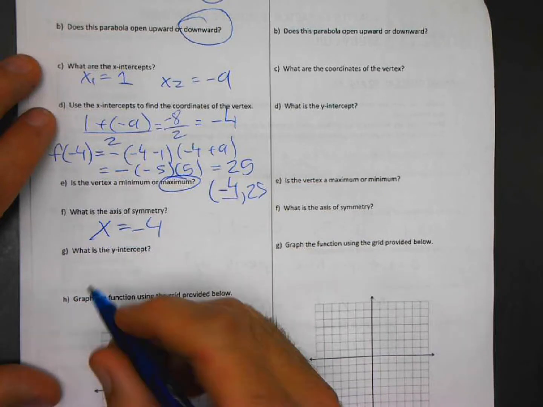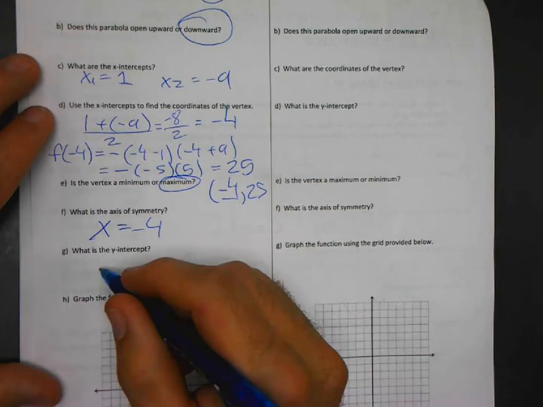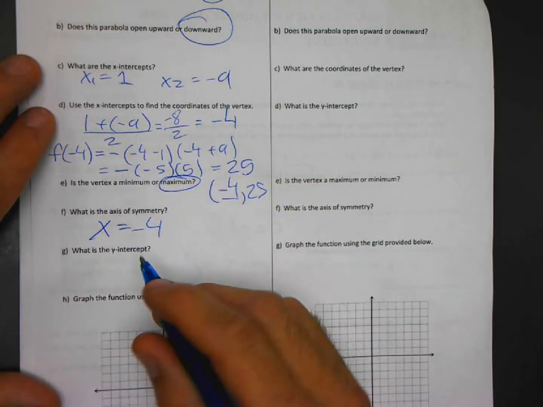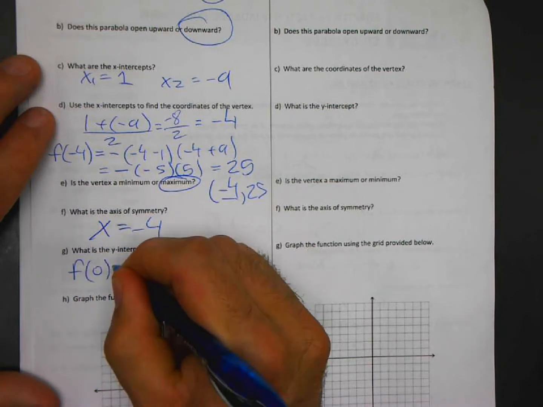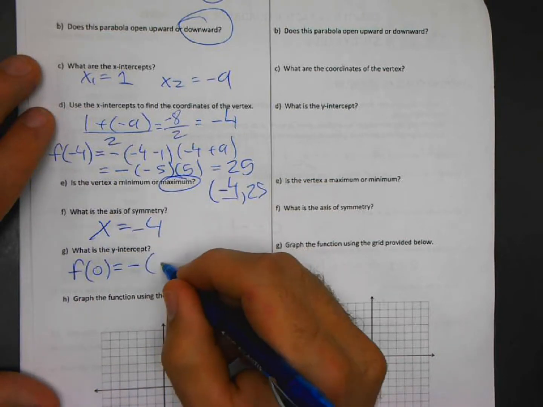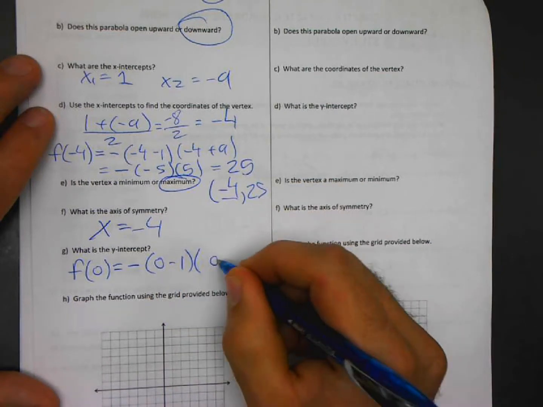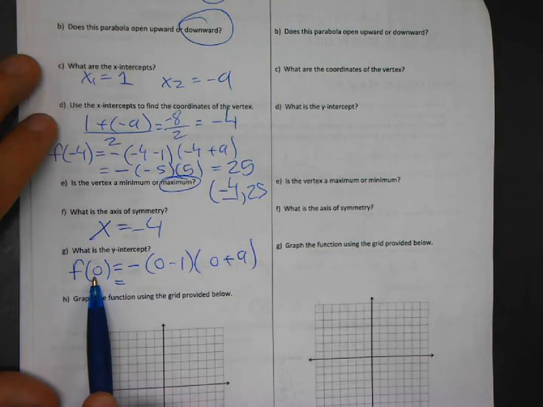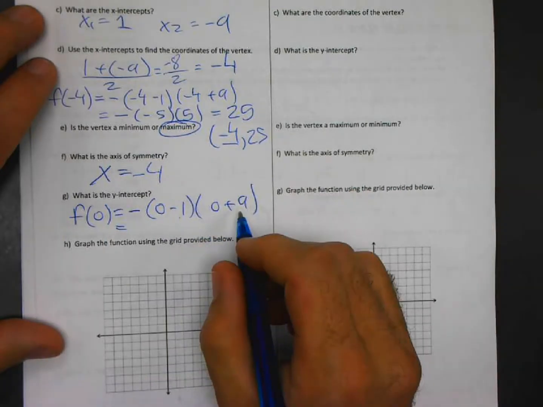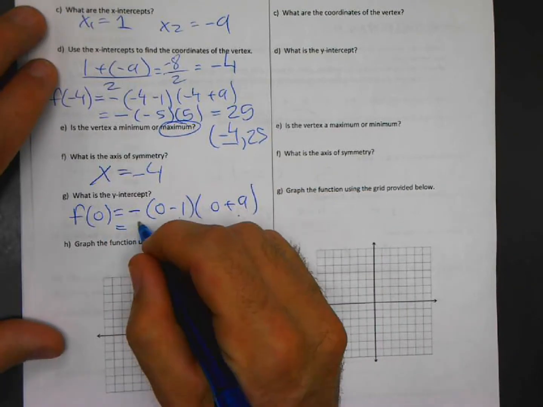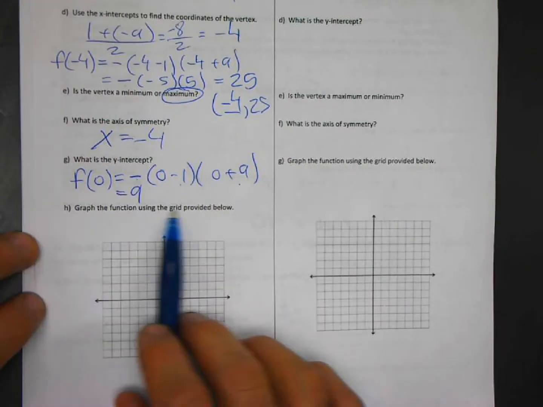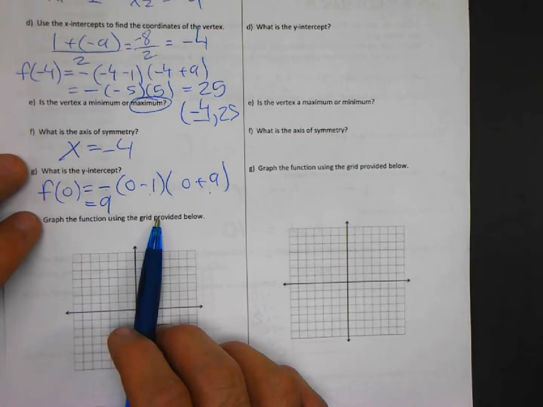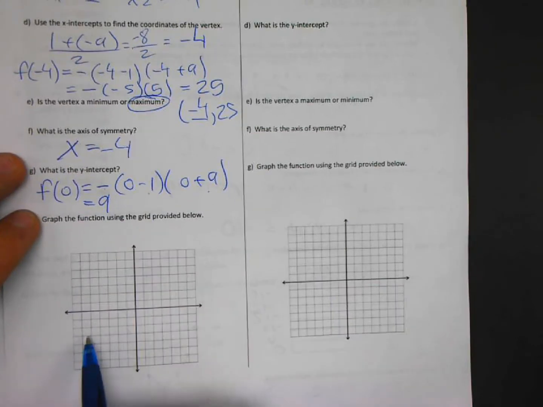Done. The y-intercept. In general, to find the y-intercept, if the function's name is f of x, we're going to write f of 0 is equal to negative 0 minus 1, 0 plus 9. I don't care what form it is, this will always work for the y-intercept. So negative 1 times 9 is negative 9, times negative 1 is positive 9. Graph the function using the grid provided below. Okay, let's start with the vertex. The vertex is at negative 4 and 25.